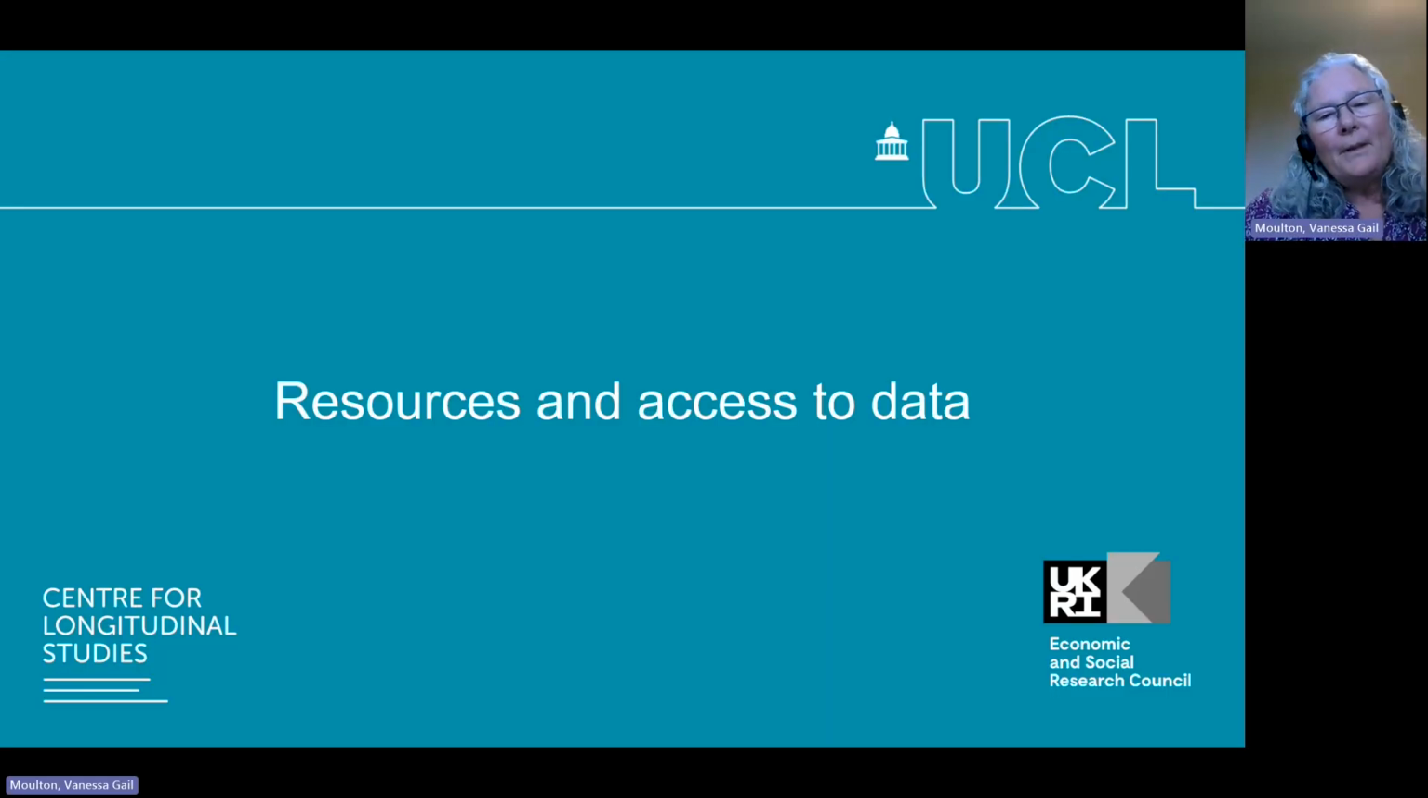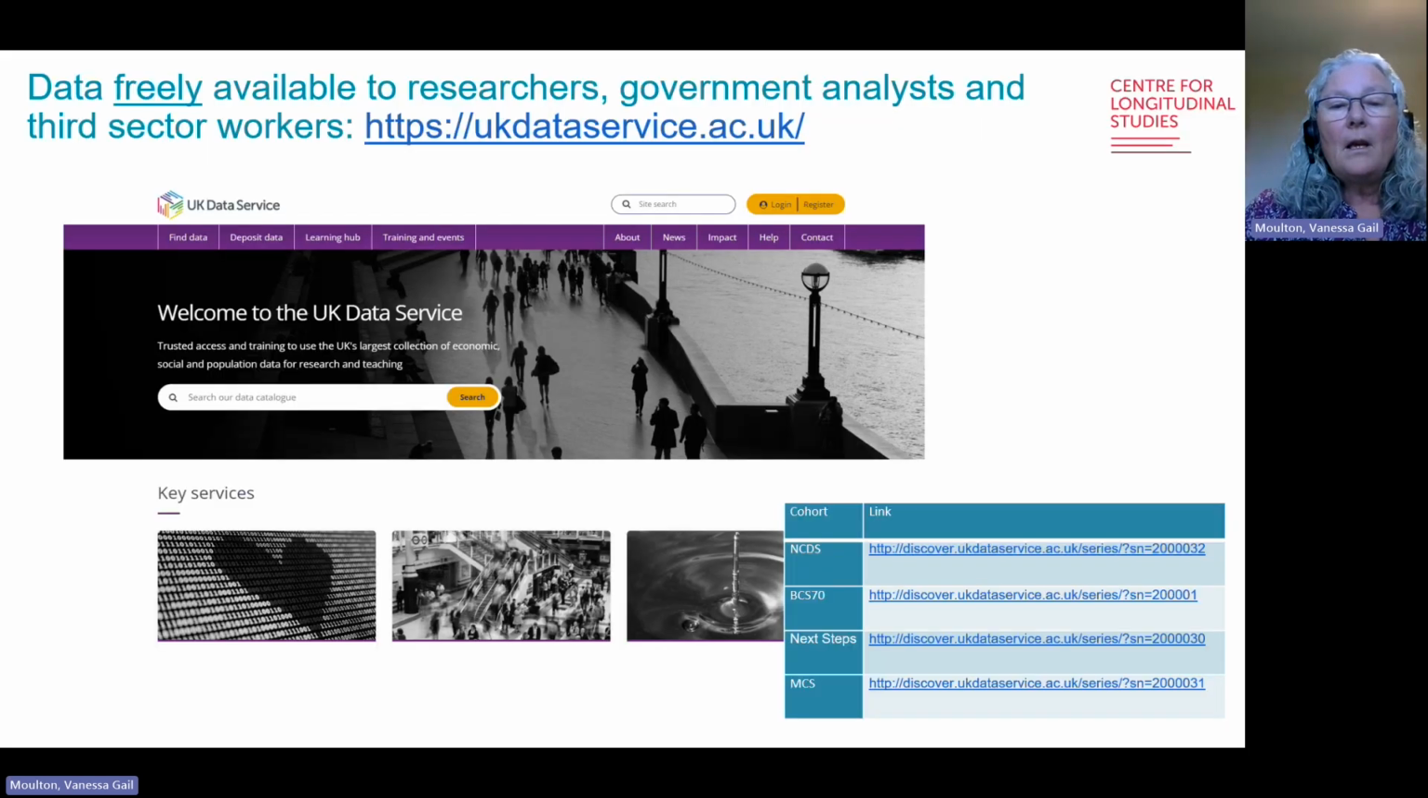So before I hand over to Alicia, I'm going to give you an overview of a few of the resources and where to access the data. So most data is available via the UK Data Service. It's free to download for students, academics, government analysts, and the third sector. And each of the studies has a unique serial number, as shown in the bottom right-hand corner here. And this will take you straight to the study and to the data sets within each study, which are usefully grouped together.